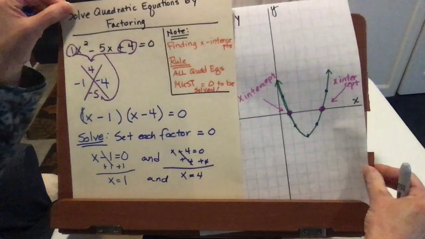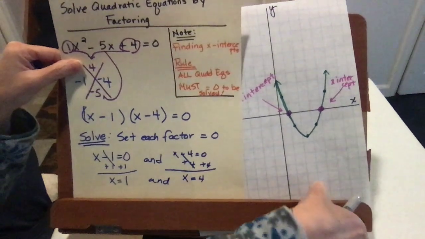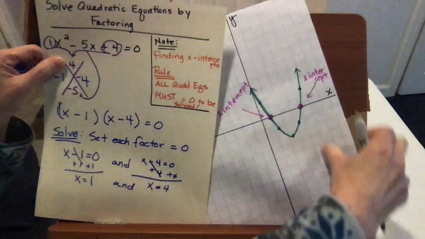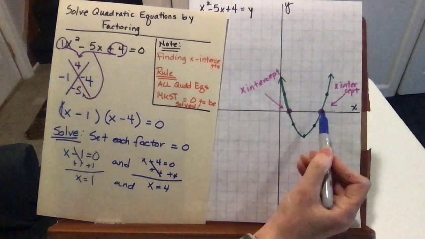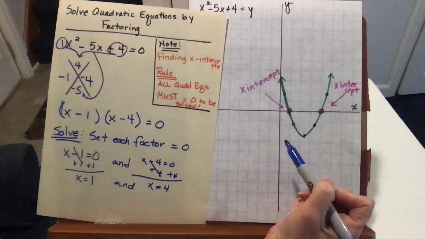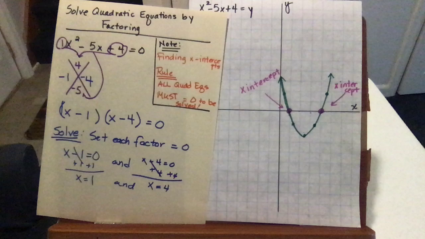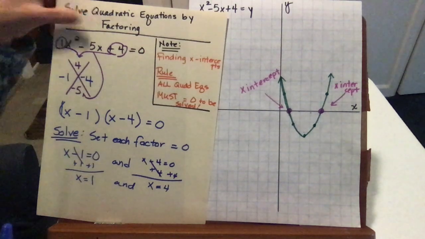So if we look back at our graph, we can see that our x-intercept was 1 and 2, 3, 4. 1 and 4, and that's what we got. All right, let's look at another problem.